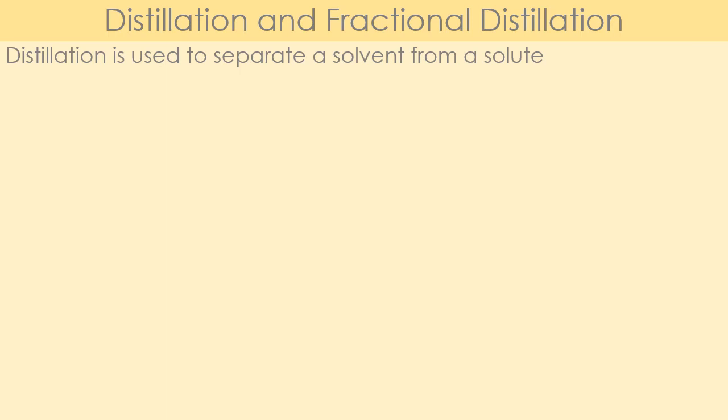We're now going to have a look at distillation and fractional distillation. Distillation, first, is used to separate a solvent from a solute. Now you might remember our solvent is our liquid, and our solute is the thing that's dissolved inside it. Now to do that, we need to use some specialist equipment. So I have my equipment set up here. I have a round bottom flask. Inside my round bottom flask, I put my solution.